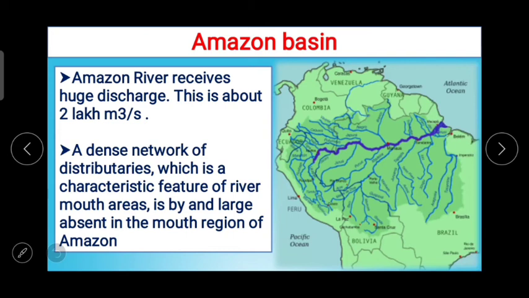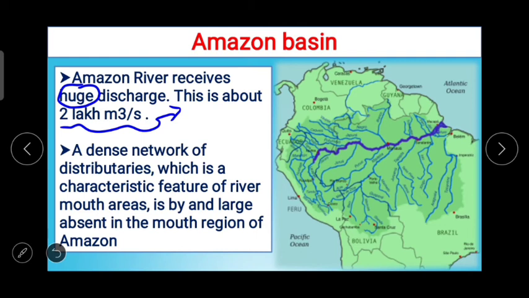Amazon river receives huge discharge. Whenever there is the word huge, we go for the number to see how huge it is. It is 2 lakh cubic meters per second. Just think about the number. Because of this, Amazon washes off the load supplied to it from the catchment, and consequently sediments are not deposited even at the mouth. Why? Because of the speed of the water, or because of this huge discharge.